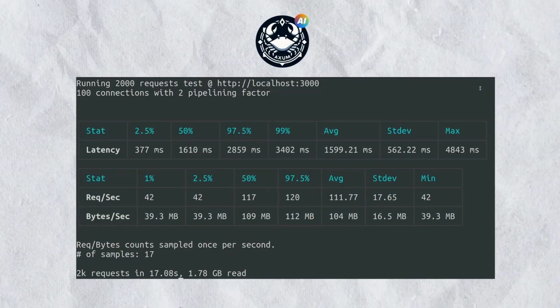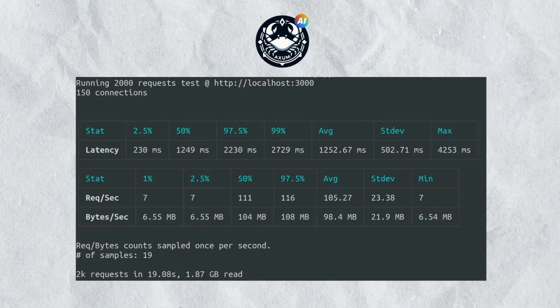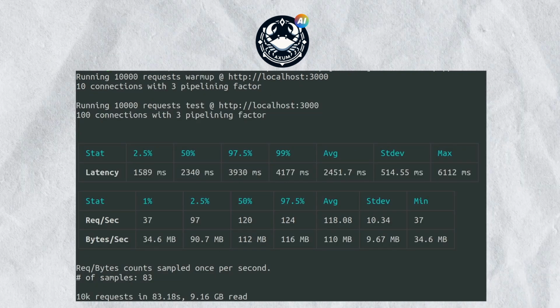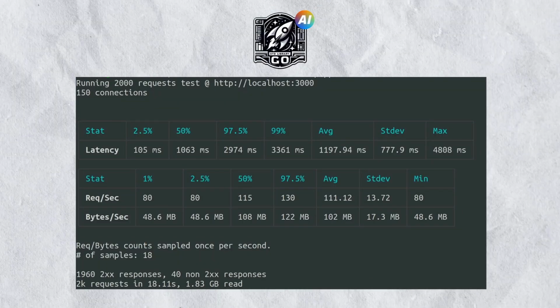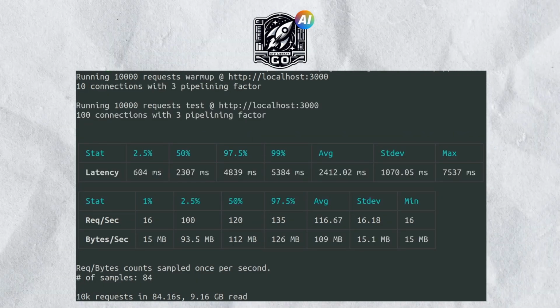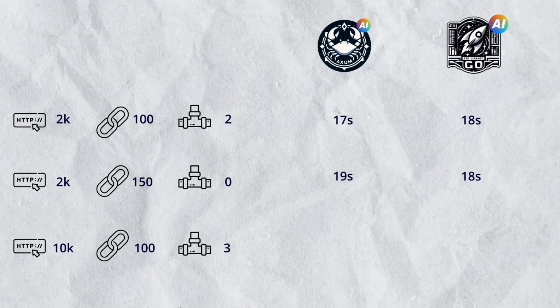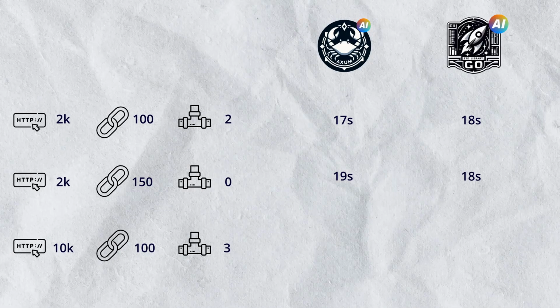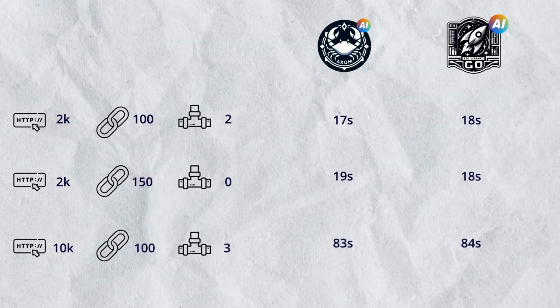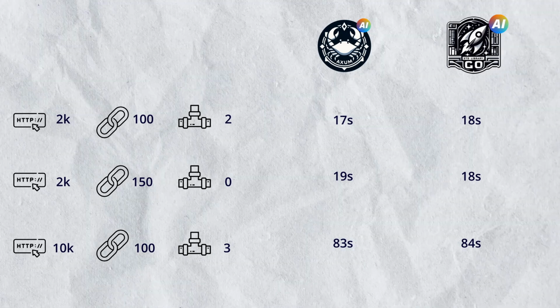Axum completed the first test within 17 seconds, the next one in 19, and the final one in 83 seconds. Go took 18 seconds in both the first and second test, and in the final one it took about 84 seconds. Now if we compare these performances side by side, Axum has a 1 second lead in the first test, Go has a second lead in the second test, and again Axum has a 1 second lead in the third test, which means that the performance was pretty much identical, as all this is within the margin of error.